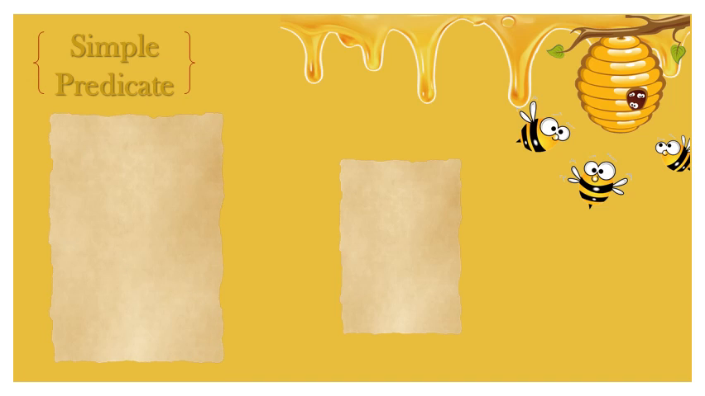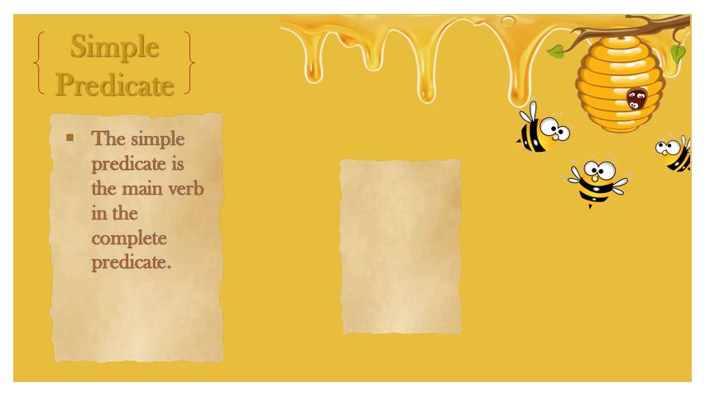Simple predicate now. What does simple predicate mean? Simple predicate is the main verb in the complete predicate. Simply, it's the main verb in the complete predicate. We said that the predicate starts from the verb after the subject till the end of the sentence, right? The verb at the beginning of the complete predicate is called the simple predicate. Simply.